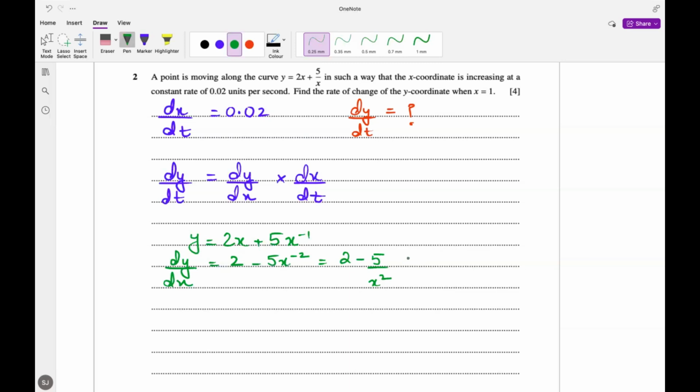Substituting the value of x, which is x = 1, 2 − 5/1 squared will be 2 − 5, which is equal to −3. Substituting the value of dy/dx into the equation, we'll get dy/dt = −3 times 0.02. So the final answer will be −0.06 units per second.